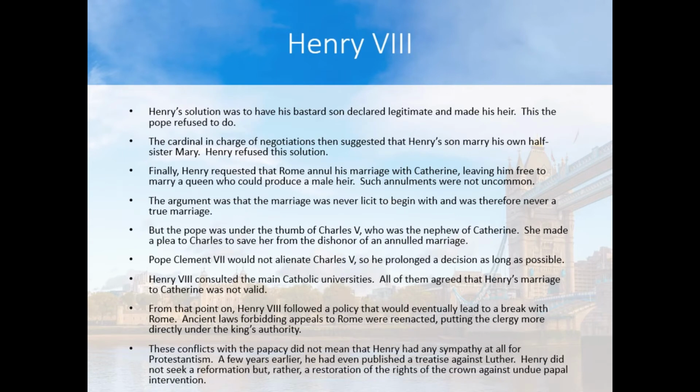These conflicts with the papacy did not mean that Henry had any sympathy at all for Protestantism. A few years earlier, he had even published a treatise against Luther. Henry did not seek a reformation, but rather a restoration of the rights of the crown against undue papal intervention. So this is more of going back to the church and state deal.